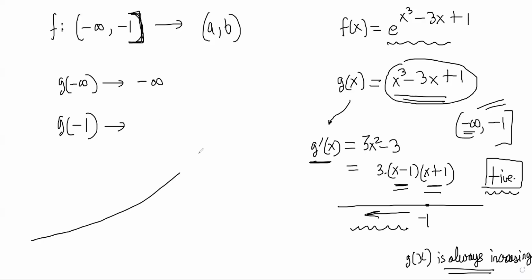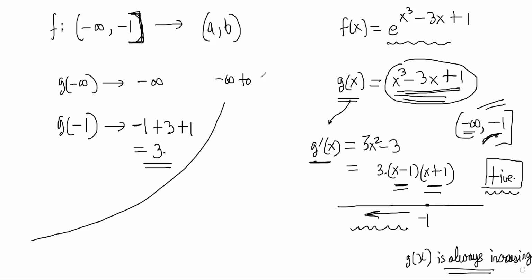Because the function is always increasing, the highest value of g of x will come at -1, no? So it will be -1 plus 3 plus 1, so the value is equal to 3. Correct? So now we know that g of x goes from -infinity to 3, right?